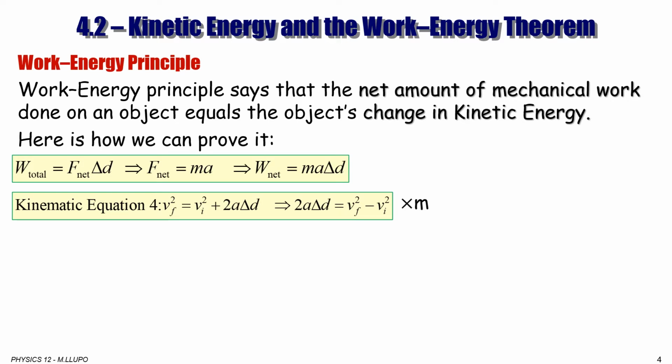Now, if we multiply both sides of the equation by m, you're going to have m times 2a delta d equals m times V final squared minus V initial squared.